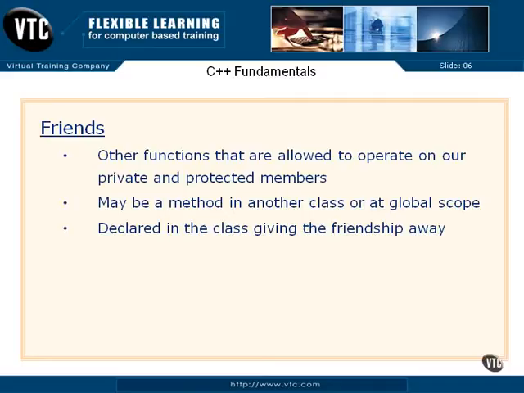A friend may be a method in another class, or it can just be a simple function out at global scope. Either way is fine. The friendship is declared in the class that's giving the friendship away, that is defining the friend, because that way it maintains control over who is a friend and who isn't.